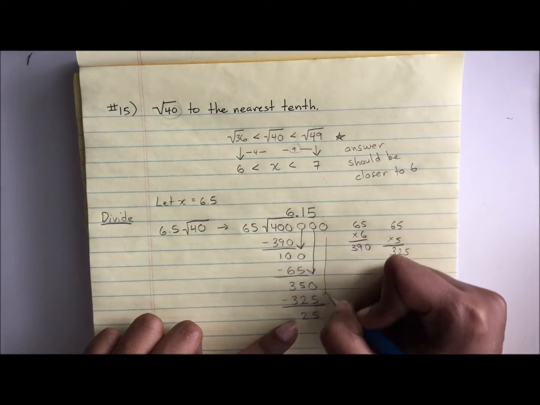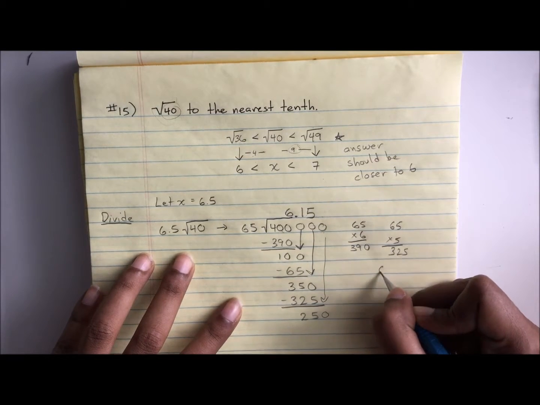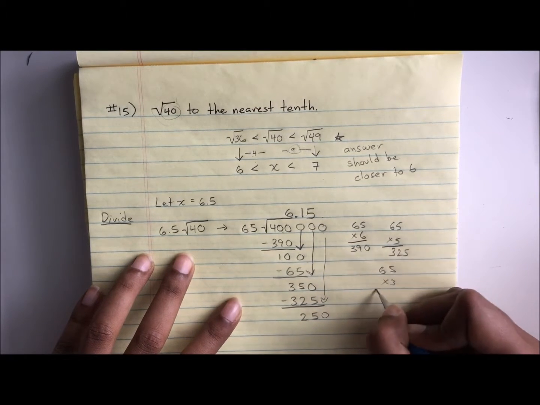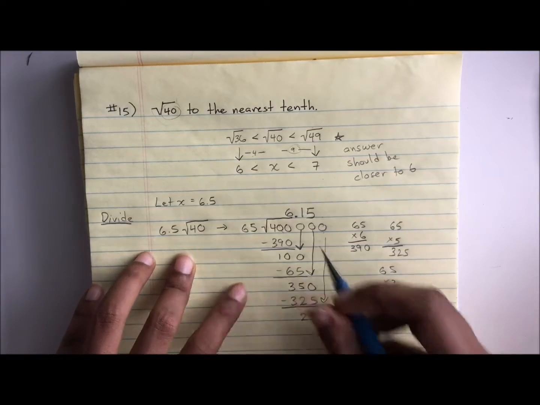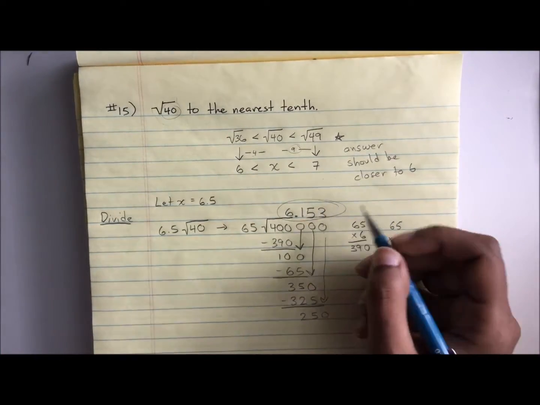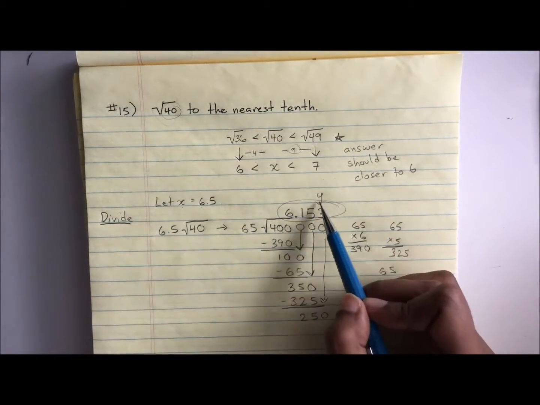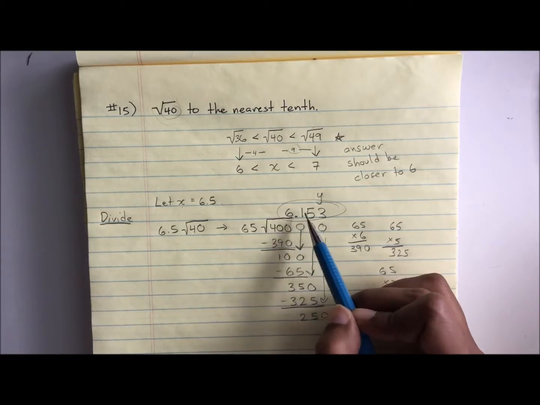So I'm going to go to the thousandths place. Let's see, that'll be 250. 65 times 3 gives us 195. That means we're going to stop at 3. Okay, so here I have my result. I'm going to call this y. Okay, so x was 6.5, and now my y is going to be 6.153.